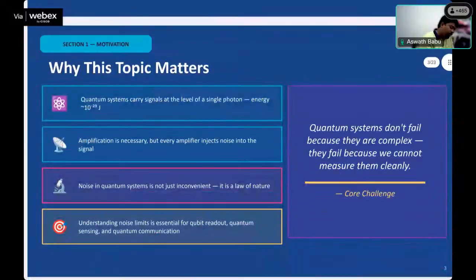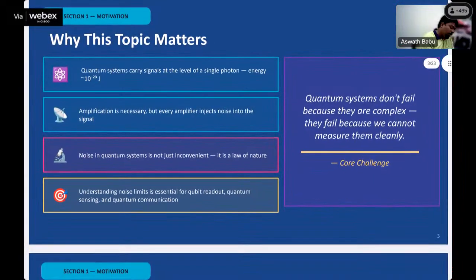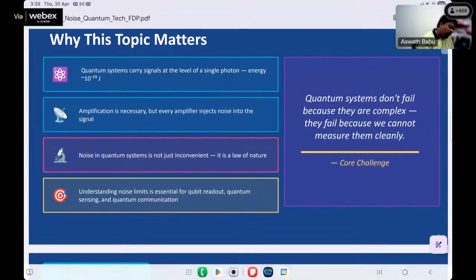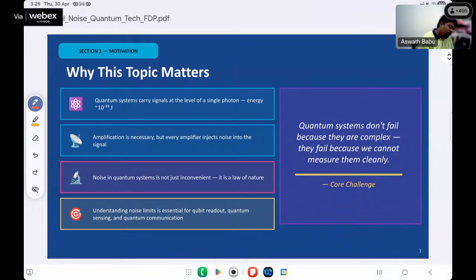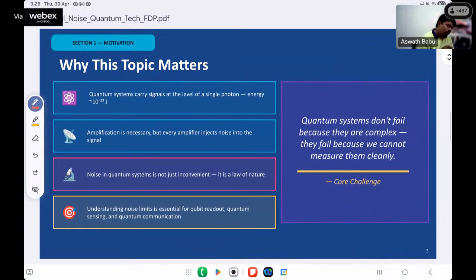So the first slide is about what we discuss. Let me take a notepad of this itself. The question is why this topic matters for us. Why should I touch this topic when it comes to engineering quantum technologies? Why should I know about signal and noise quantification factors? On the right side you see I have a slogan, one of the core challenges it describes.